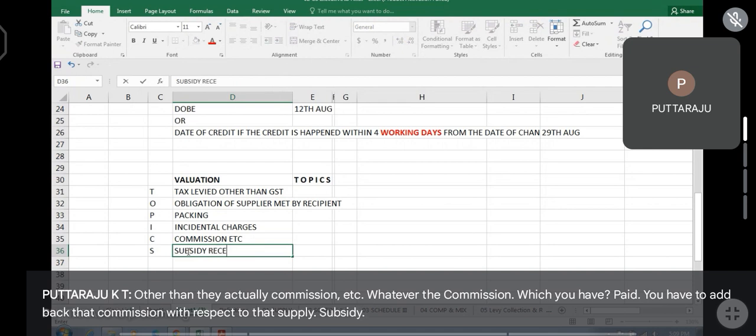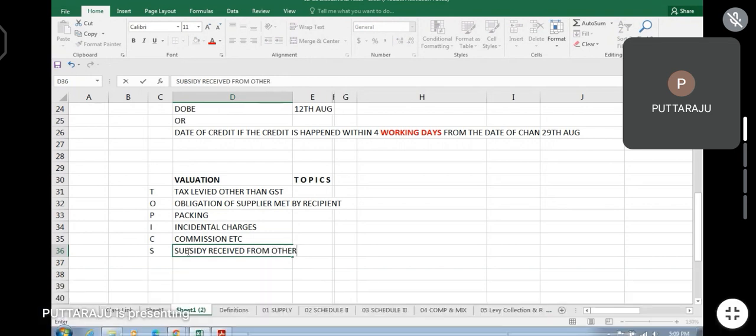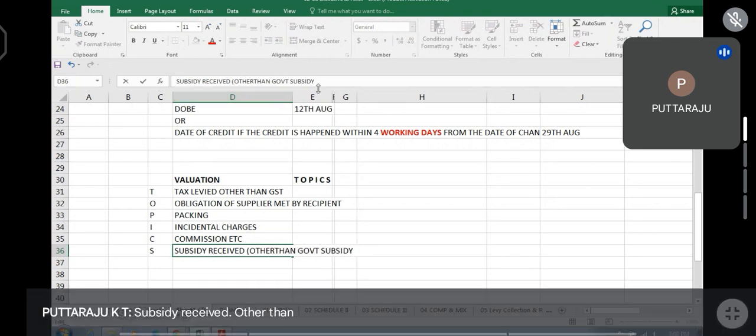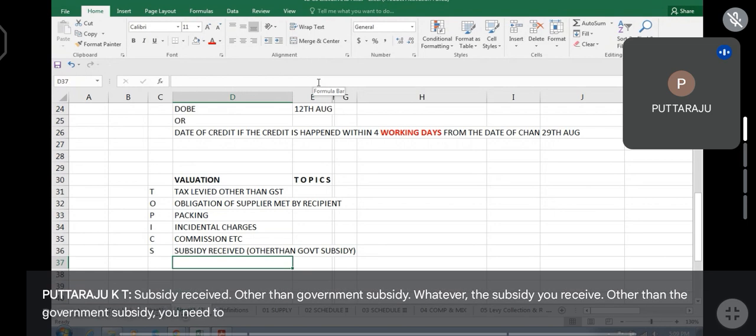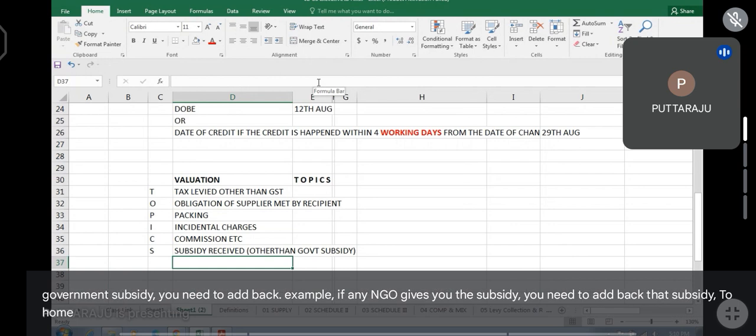Subsidy. Subsidy received other than government subsidy. Whatever the subsidy you receive other than the government subsidy, you need to add back. Example, if any NGO gives you the subsidy, you need to add back that subsidy. To whom? Supplier.